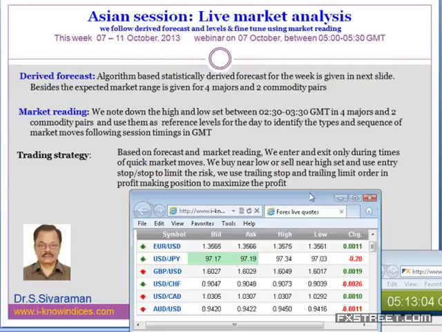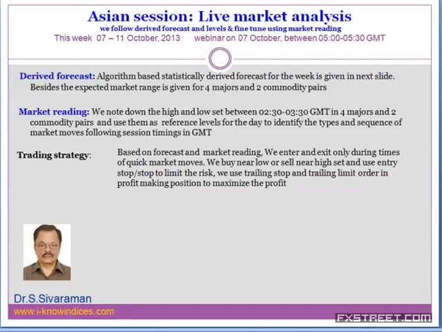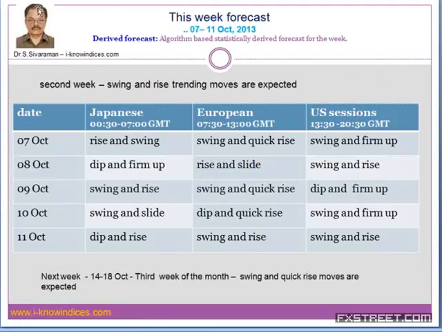Okay? Because I thought that I can briefly explain to you how exactly at the month beginning they make such moves and confuse the traders. So we should not become victim of such moves. Now, let me explain to you the derived forecast, followed by the levels which are being derived statistically, arithmetically, and then we will go for the market reading.